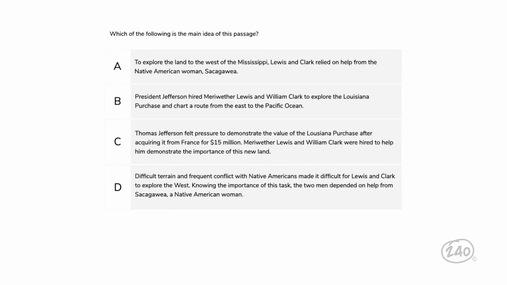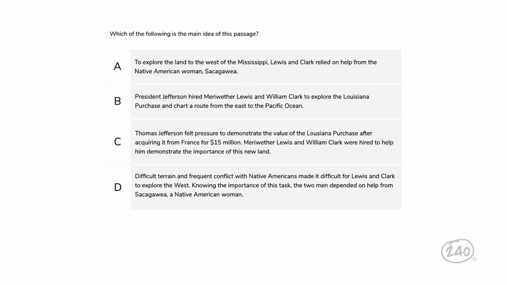President Jefferson hired Meriwether Lewis and William Clark to explore the Louisiana Purchase and chart a route from the east to the Pacific Ocean. Thomas Jefferson felt pressure to demonstrate the value of the Louisiana Purchase after acquiring it from France for $15 million. Meriwether Lewis and William Clark were hired to help him demonstrate the importance of this new land.